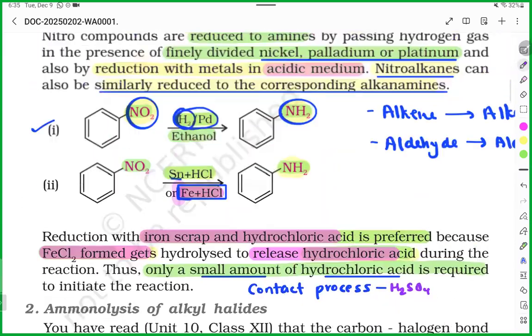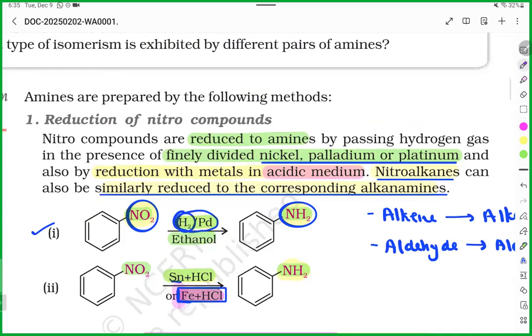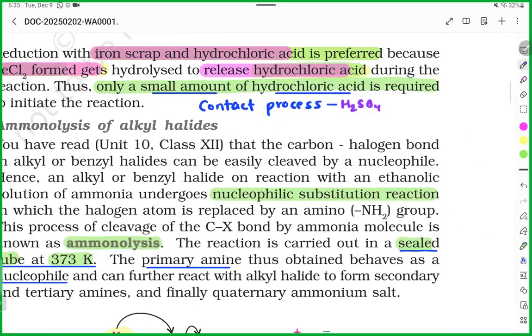So first part, if anybody asks you want to produce amine, what is the one method? From nitro. Nitrobenzene can convert into aniline.